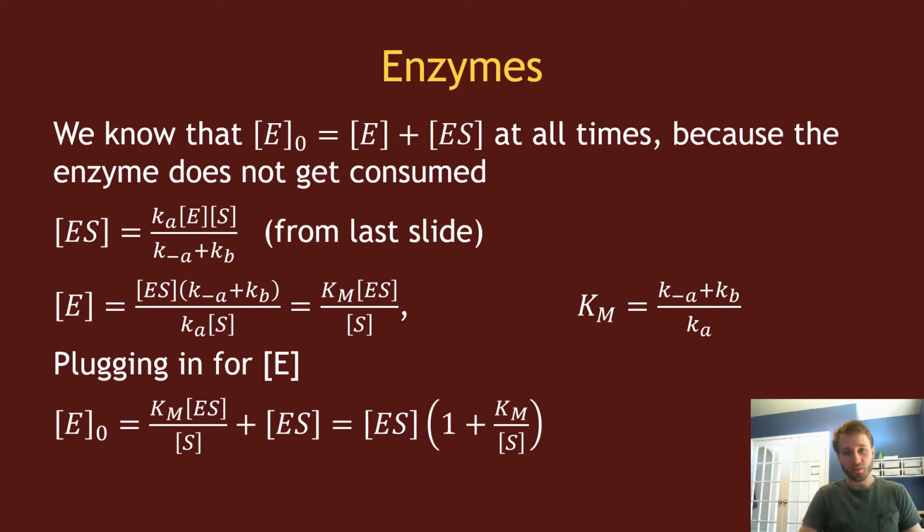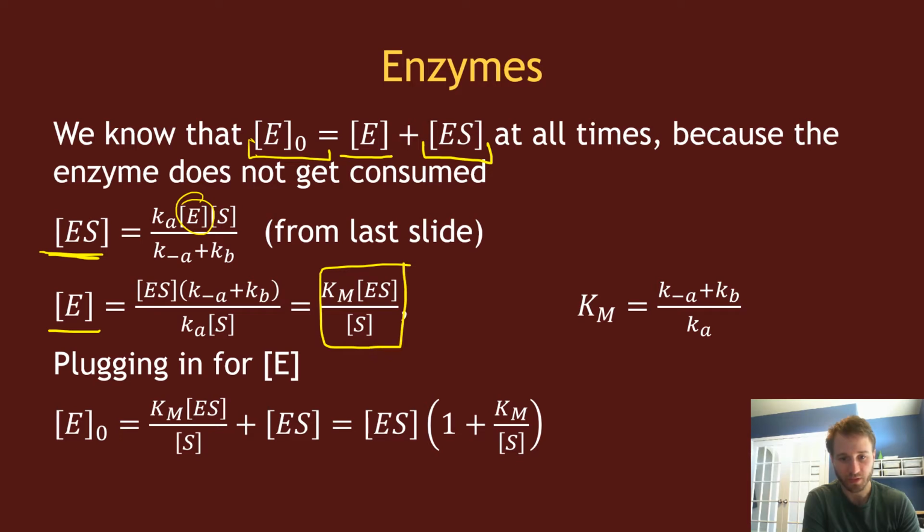So to do that, we know that the concentration of the free enzyme plus the concentration of the enzyme bound to the substrate has to equal the initial concentration of that enzyme, okay? Because, again, that enzyme is not being consumed. And so you can use what the concentration of the enzyme substrate is in terms of the concentration of the free enzyme and rearrange that a little bit, okay? To get the concentration of the free enzyme equals Km times the concentration of the enzyme substrate divided by S, where Km is defined as follows.